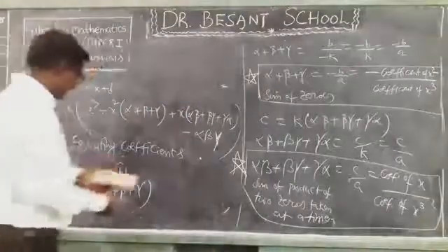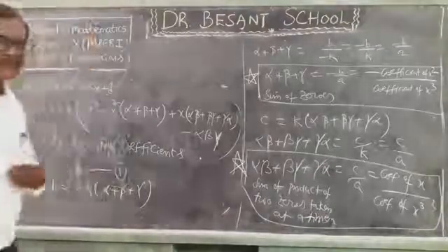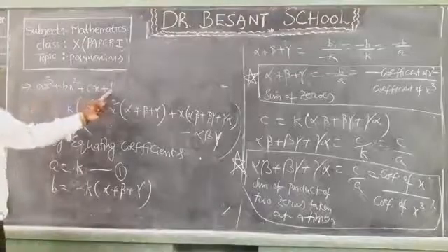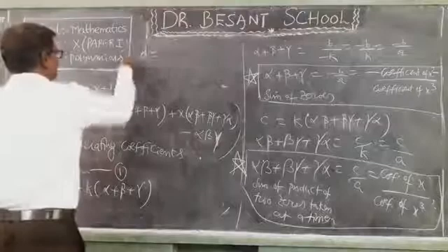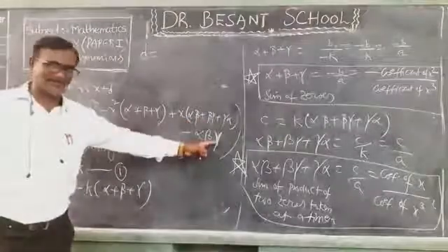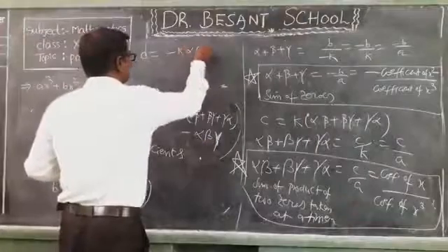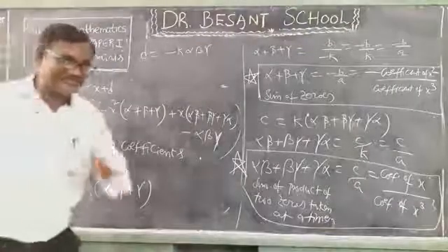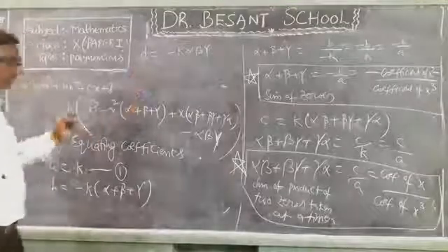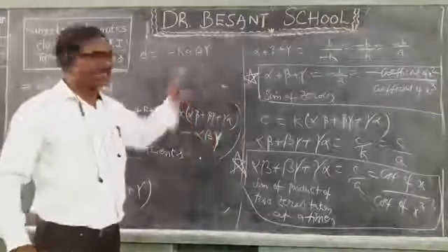I will write here. By equating constant terms. What is the constant term in the left hand side? D is equal to. What is the constant term in the right hand side? K into minus alpha beta gamma, that is minus k into alpha beta gamma. Constant term in the left hand side D is equal to constant term in the right hand side, k into minus alpha beta gamma, that is minus k alpha beta gamma.